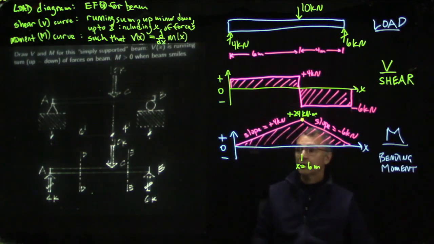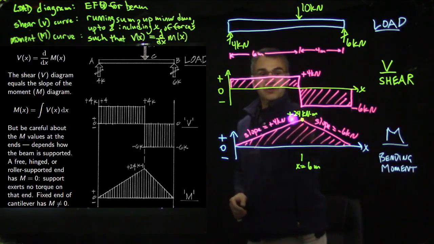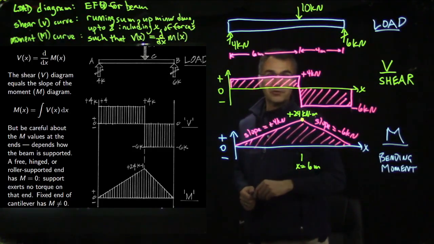Let's compare with Onouye's solution. Okay, cool. It looks as if Onouye agrees with us, although we pretended his drawing was in metric units. Notice the shear diagram, V of x, is the slope of M of x. Over here, this shear value is the slope of this curve, and this shear value is the slope of this curve. And then you have to be careful that the M value is 0 at each end, unless the end is a special kind of end that can exert a torque, like the built-in fixed end of a cantilever.